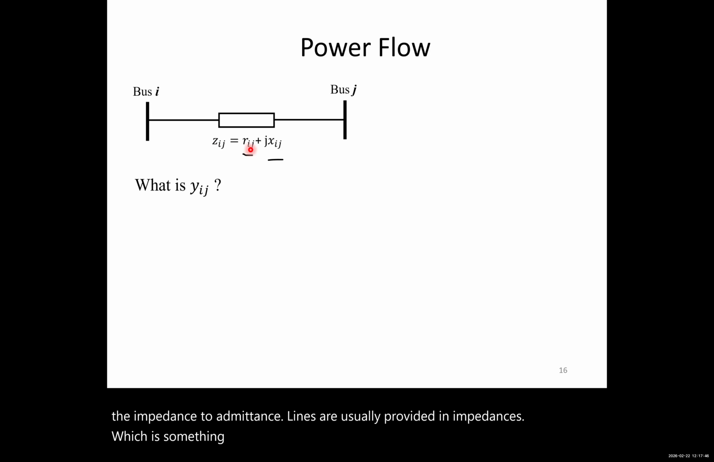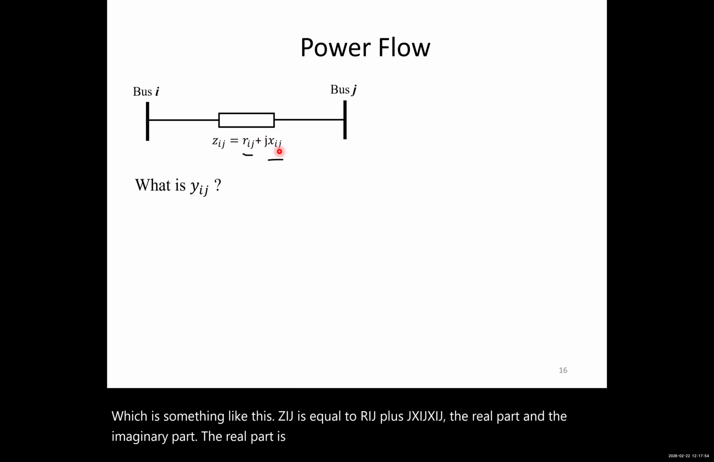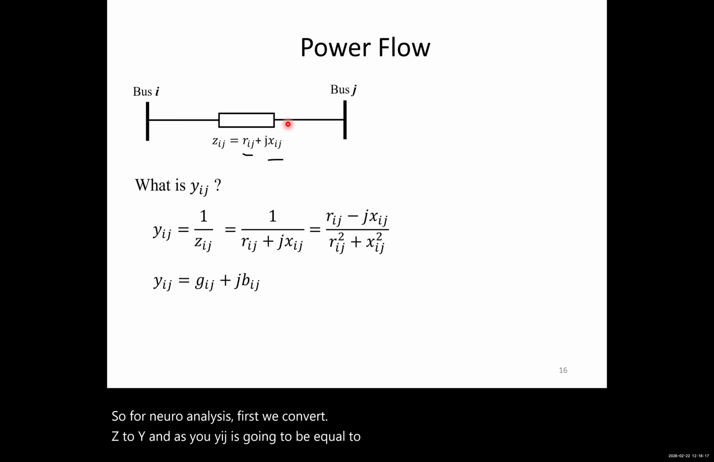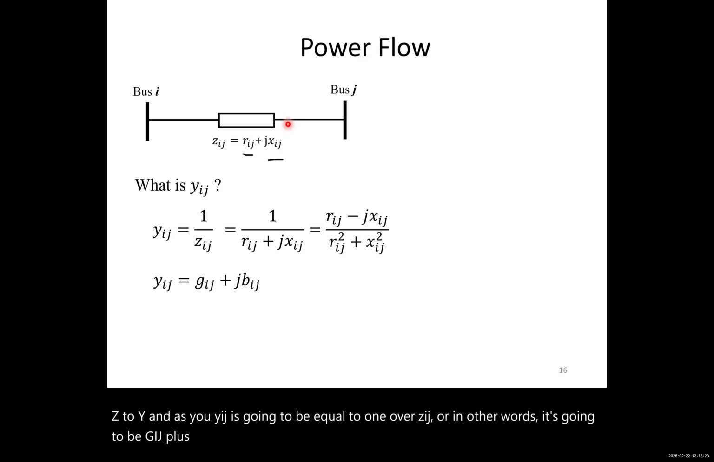Zij is equal to Rij plus jXij, the real part and the imaginary part. The real part is the resistance, and the imaginary part, because we have inductance, is going to be the impedance of that inductance. We can have a capacitor or impedance. So for nodal analysis, first we convert Z to Y, and as you know, Yij is going to be equal to 1 over Zij, or in other words, it's going to be Gij plus jBij. This inversion is where we get the real and imaginary parts used in power equations.